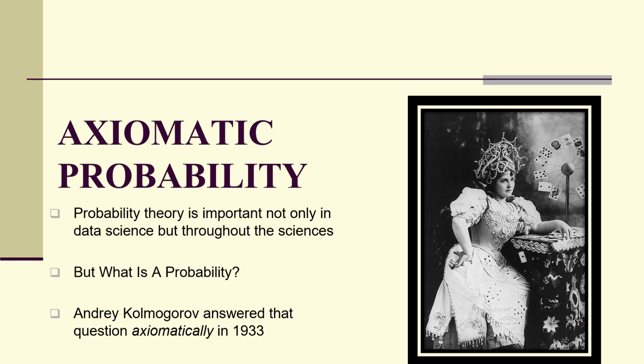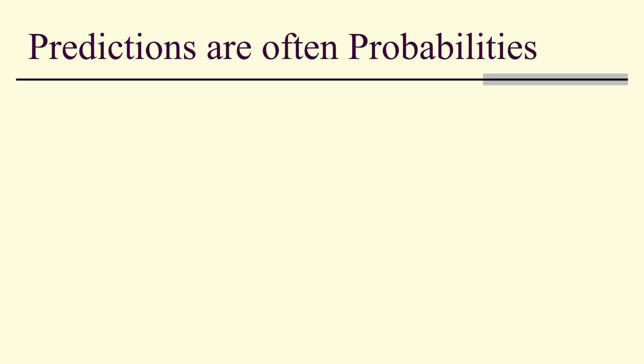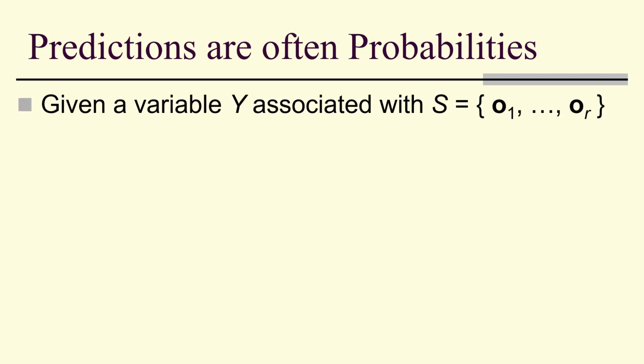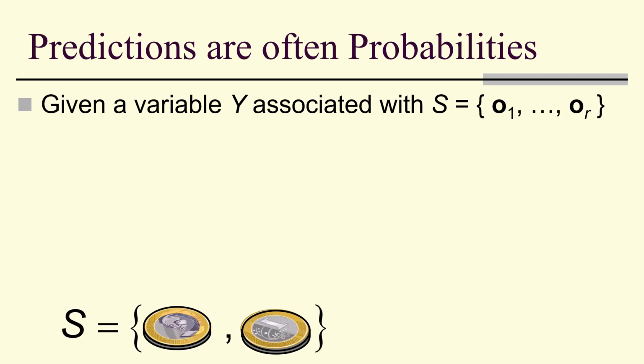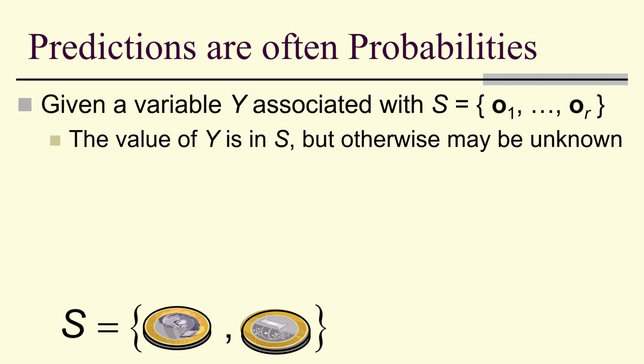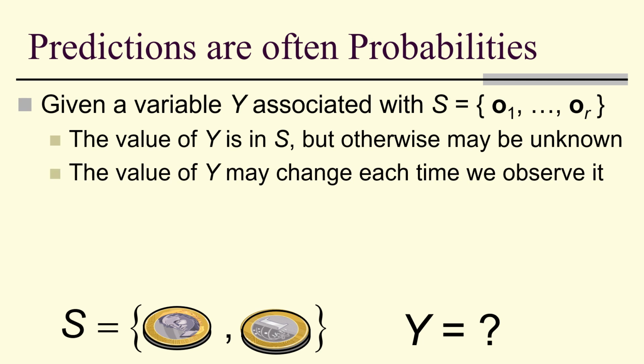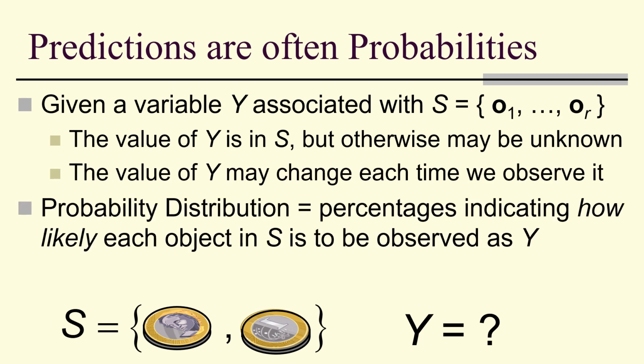We're going to start with axiomatic probability from the axioms. So predictions are often probabilities. In particular, suppose we have a variable y associated with a set S of outcomes O1 to OR. For example, flipping a coin, we have outcomes of heads or tails. The value of y is in S, but otherwise we may not know what it is. The value of y may change each time we observe it.